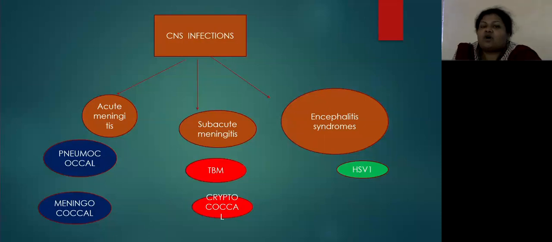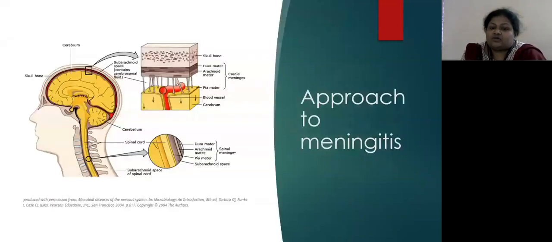Among the meningitis, we'll just deal with the common ones, which is pneumococcal and meningococcal. Okay, I've divided into acute and subacute meningitis. What's the most common subacute meningitis we see? TB. And maybe one slide on crypto. And the most common encephalitis, which you should know, which is HSV.